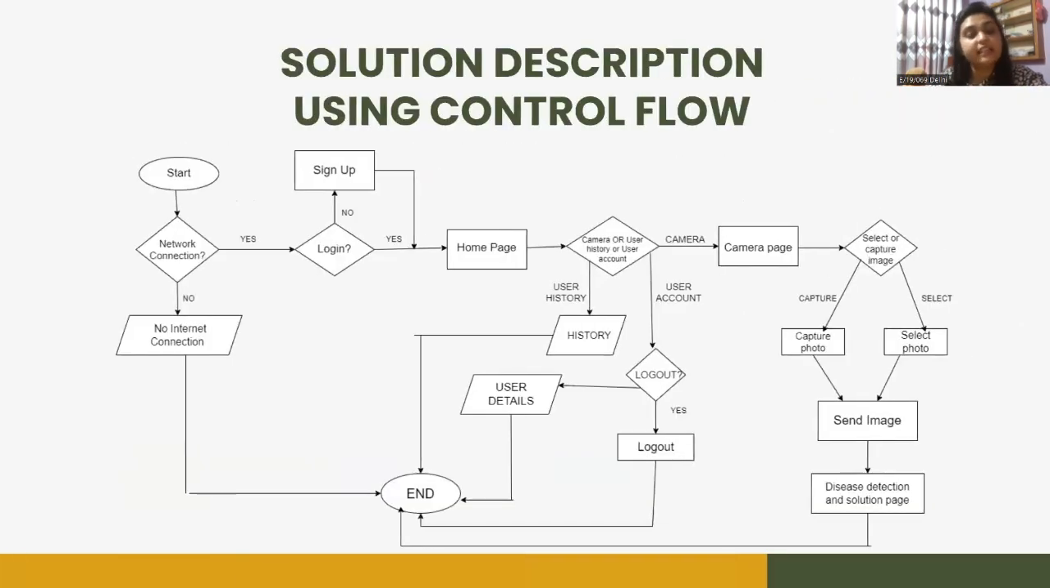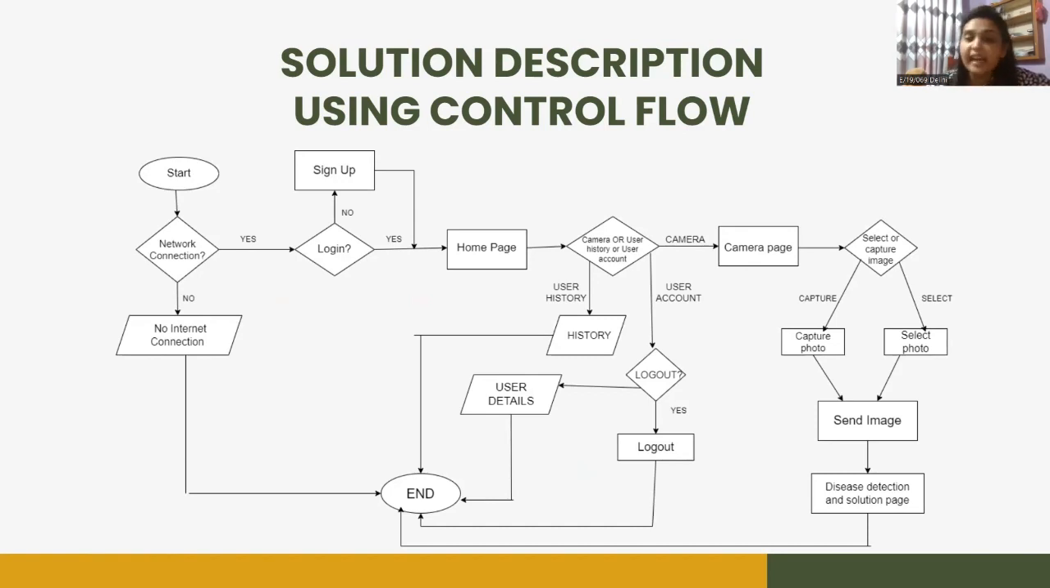Now, let's look at the solution description using control flow. So, first of all, when our application starts, it will check whether there is a net connection or not. If it hasn't a net connection, it will display a message, no internet connection. Or else, it will go to the login page. If an account is already created, it will log in automatically. Or else, it will go to the sign up page. You have to create your account first, and then it will log in.